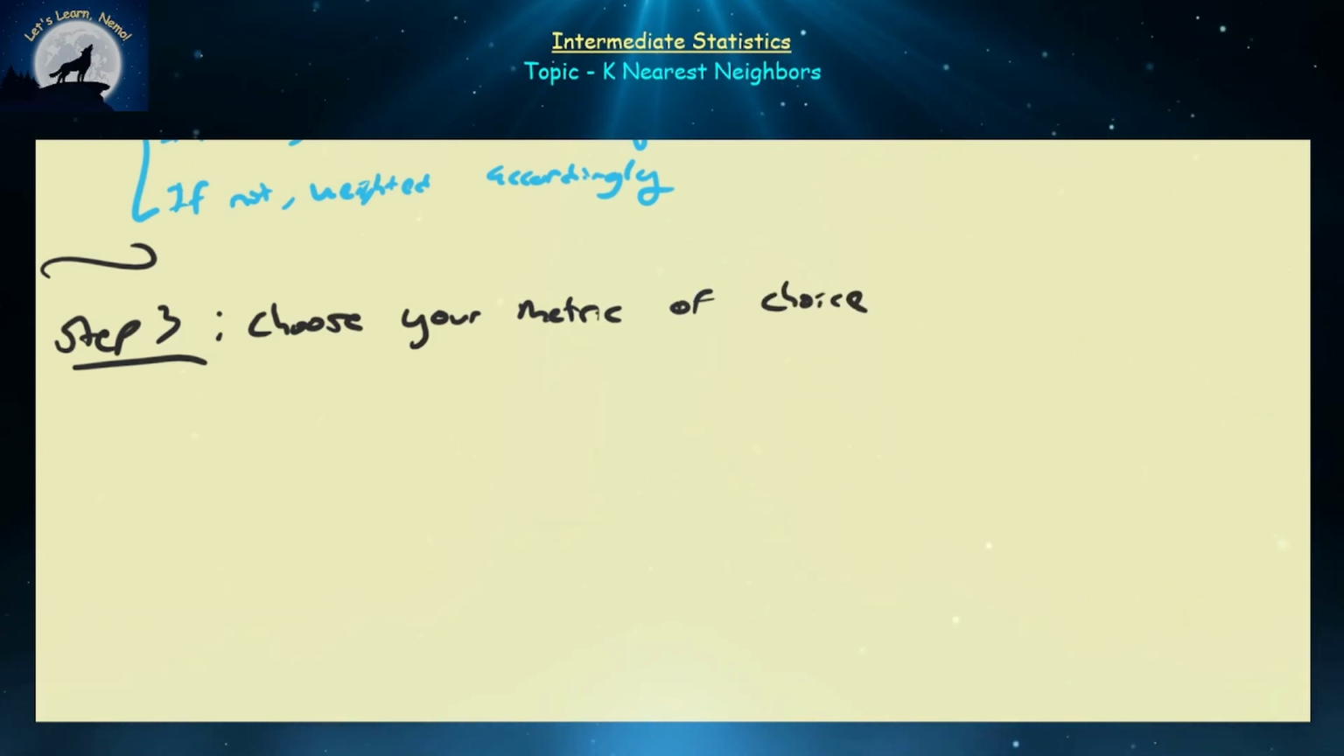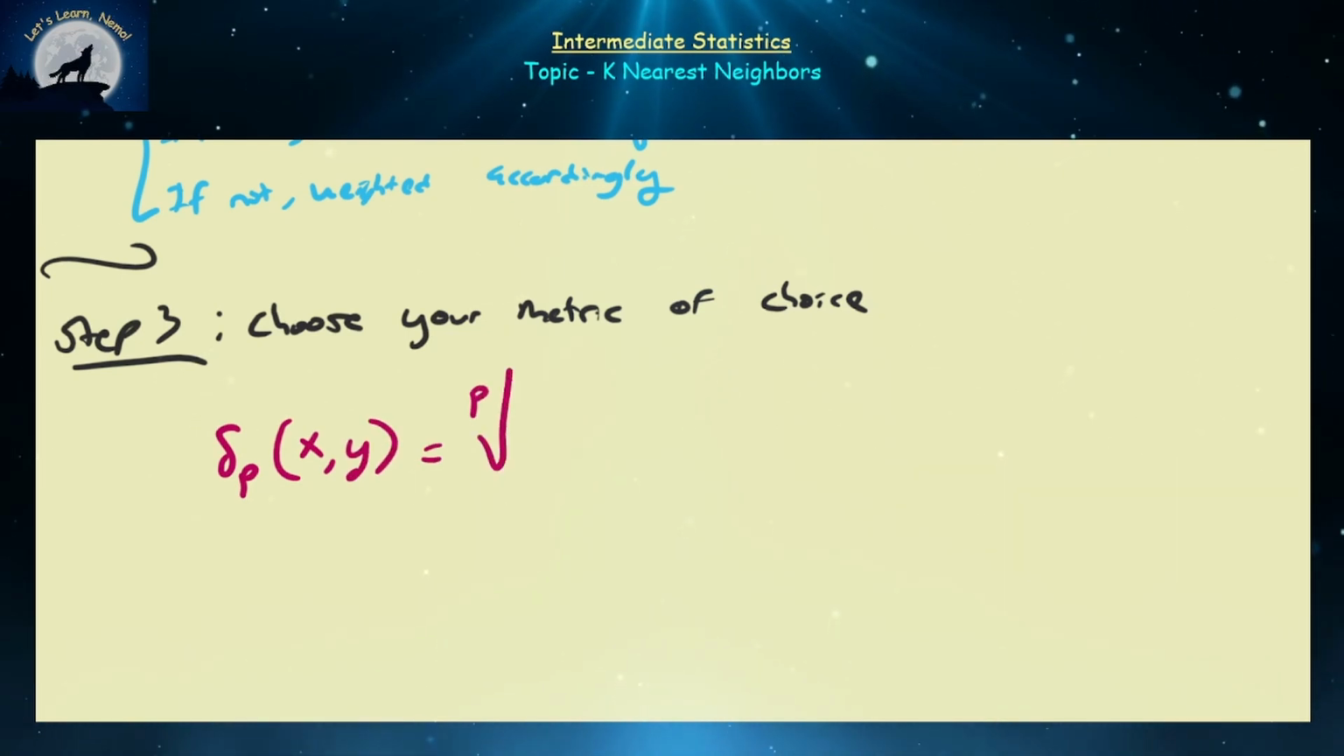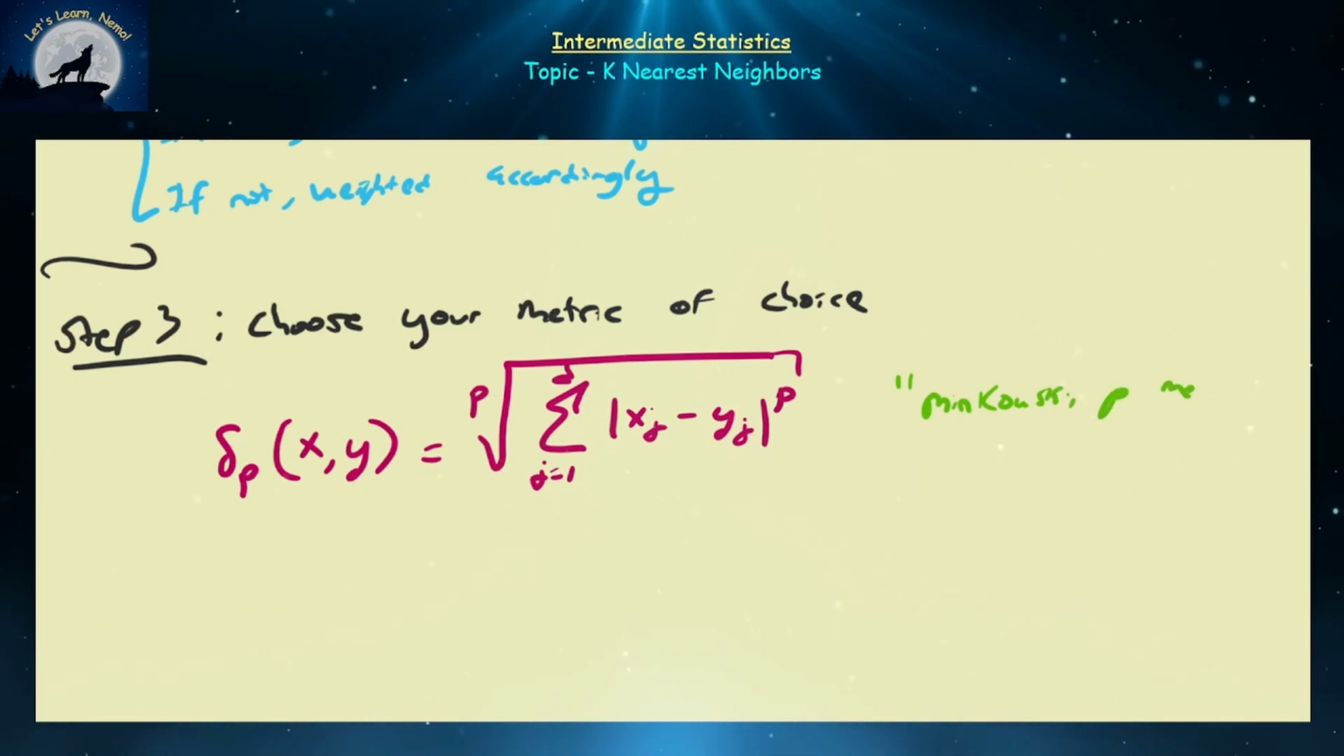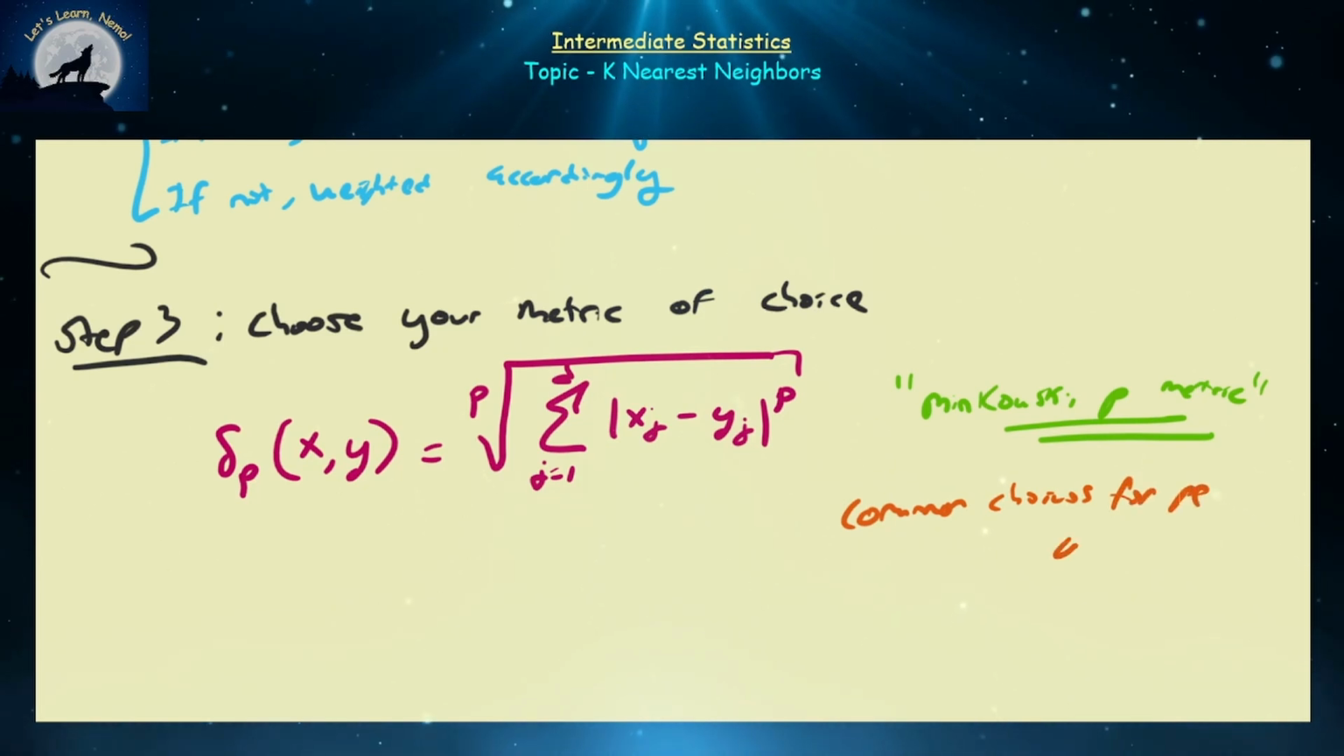And there's obviously a family of metrics that a lot of people use. The most common family of metrics, in particular delta PXY, is defined to be equal to the pth root of the sum from j equal to 1 to d. Obviously d is the number of features for each of your objects, and that's going to be equal to xj minus yj to the power of p. Some people refer to this as a Minkowski P metric, right? And obviously common choices for P are 1 and 2. Some people will usually call 2 your Euclidean distance between X and Y.